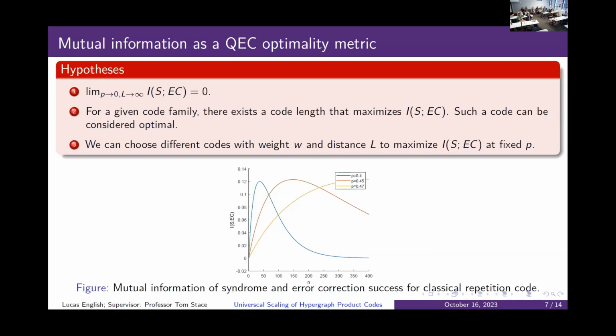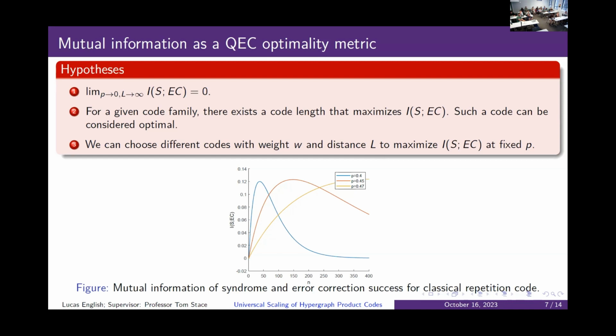Okay. So we propose mutual information as a quantum error correcting optimality metric to compare different code families. And there were a few hypotheses we came up with, and we have proved two of them. So firstly, in the limit as the probability of bit flips on each physical qubit goes to 0 and our lattice gets infinitely big, that mutual information goes to 0. The mutual information of the syndrome, so that's the little stabilizer measurements, and the error correction success, so whether or not we've actually corrected it successfully. So this is our new metric for code optimality.